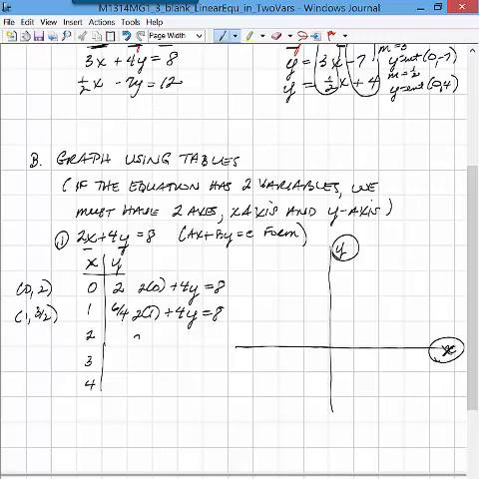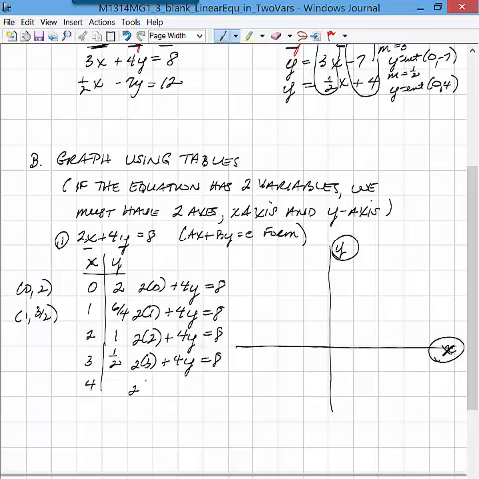If you put an x value of 2 in, it's 2 times 2 plus 4y equaling 8. So then you would subtract 4 and divide by 4 and get a result of 1. If x is 3, it's 2 times 3 plus 4y equaling 8. You're going to subtract 6 and divide by 4 and get 1/2.